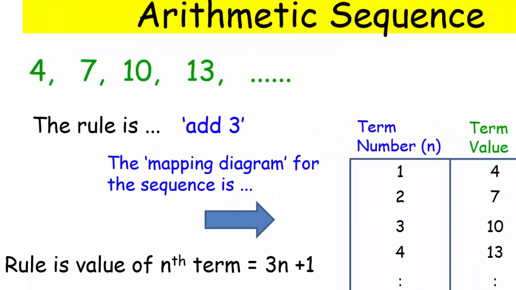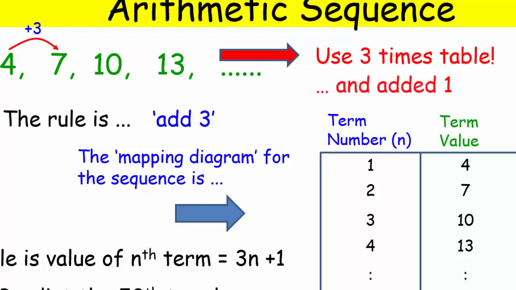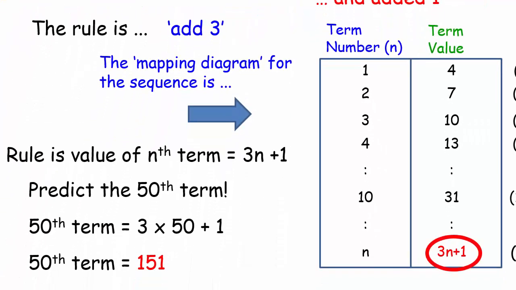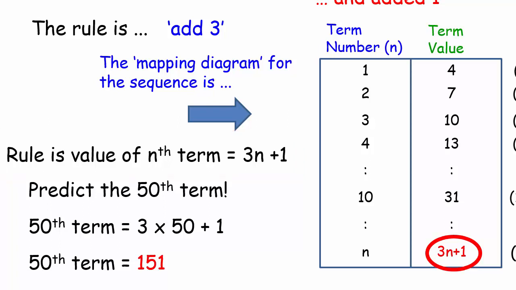And all this springs from the fact that I'm adding 3 each time to my number in each part of the sequence. This leads me to believe I'm using the 3 times table. That in itself is insufficient. To get the final term value, I need to add 1. And that's the rule I've ended up with. The value of any term is dictated by the rule 3n plus 1, where n is the number of the term. Easy peasy.